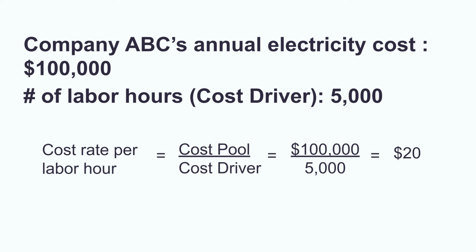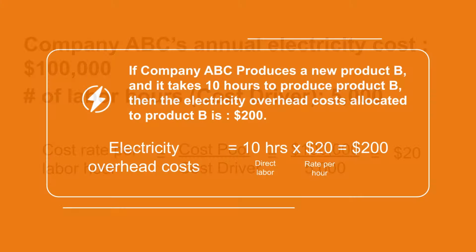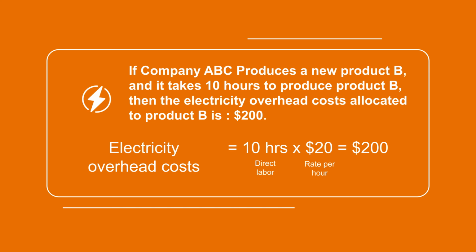Calculating the cost driver rate is done by dividing the electric cost of $100,000 by the labor hours of 5,000, which will give us a labor rate or a cost driver rate of $20 per hour in electricity. Therefore, if company ABC produces a product B, which uses 10 hours of electricity to produce, then the overhead cost directly related to product B, according to activity-based costing, is $200, which is $20 times 10 hours.